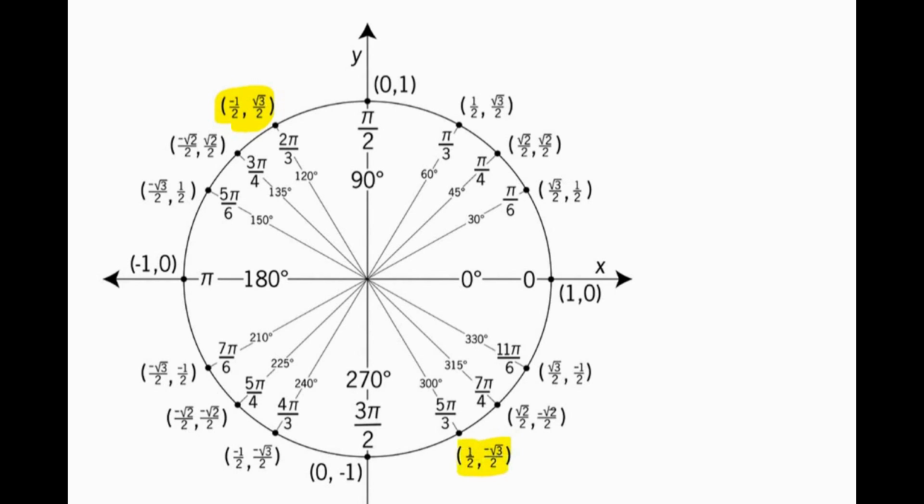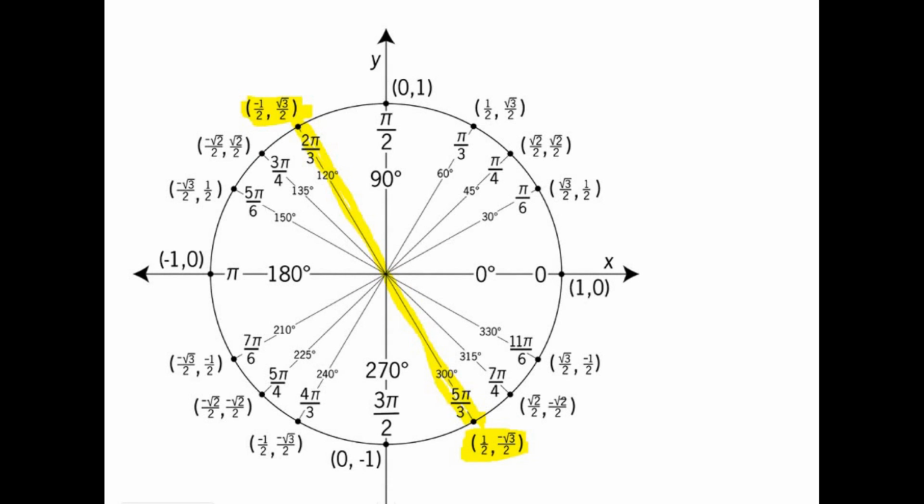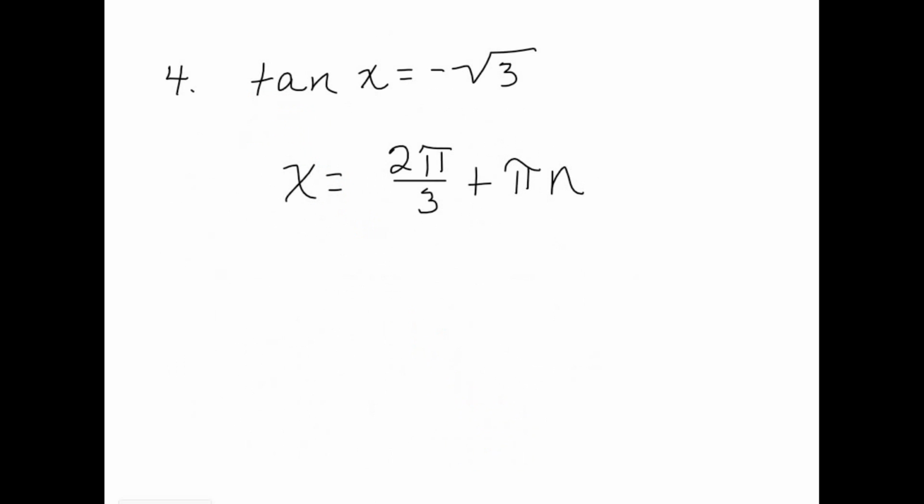Remember, your tangent values are negative in quadrant 2 and in quadrant 4. And again, I can see that those two solutions lie on a straight line, and that shows that my tan function is periodic with a period of pi. So there is my solution to problem 4.